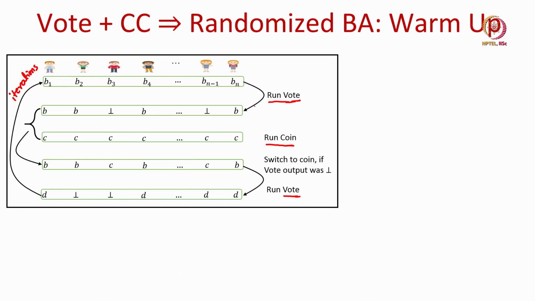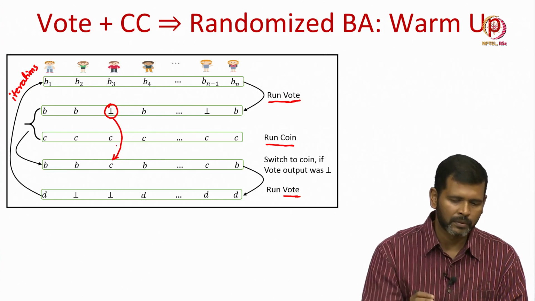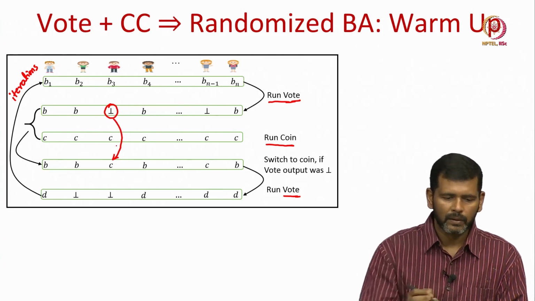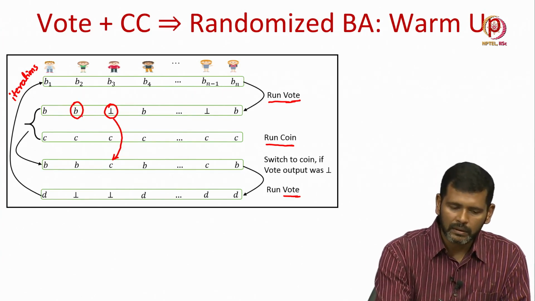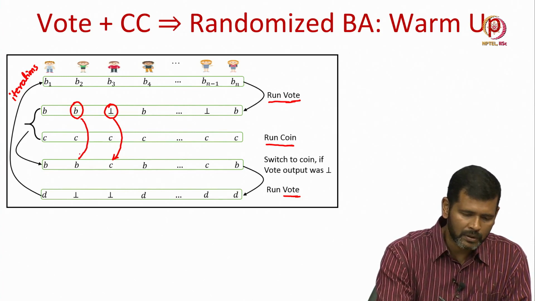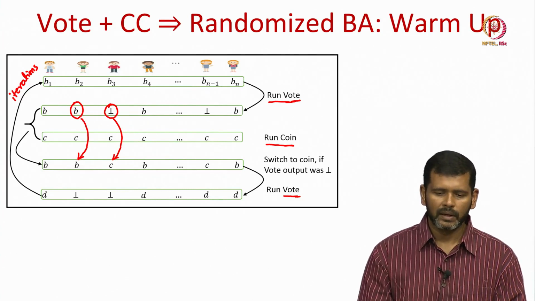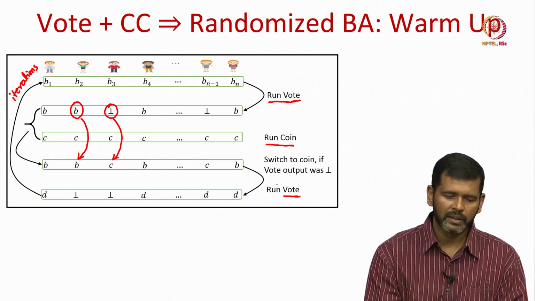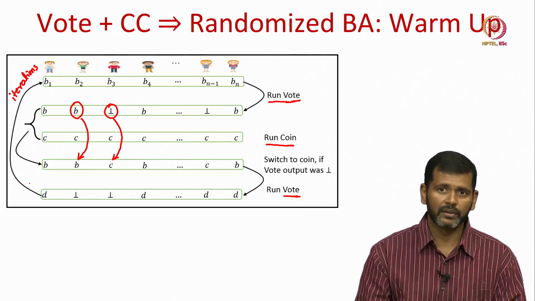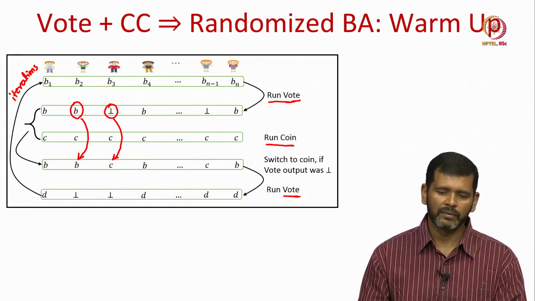So, if the previous instance of the vote protocol for a party was bot, then it changes its input to the output of the coin primitive. Whereas, if the output from the previous instance of the vote was a bit, then that party sticks to that output during the next invocation of the vote. And now, whatever parties obtained from the second instance of the vote is treated as the input for the next iteration, and then again the parties run the same sequence of actions.